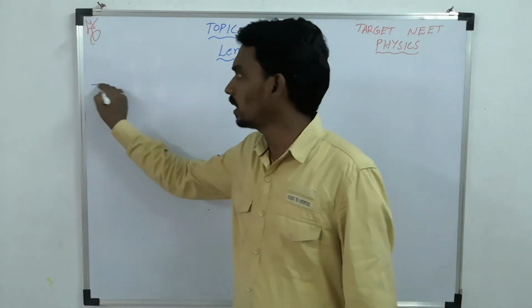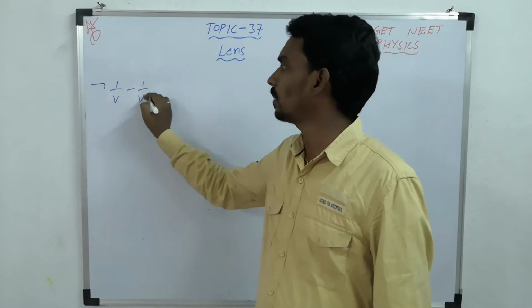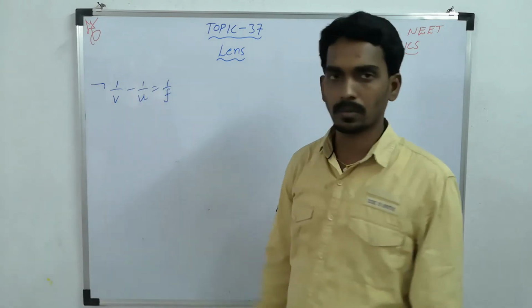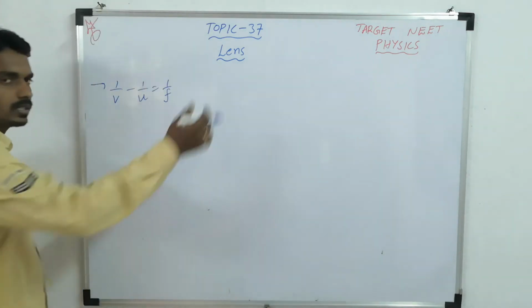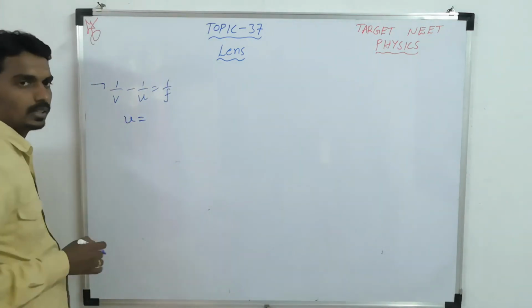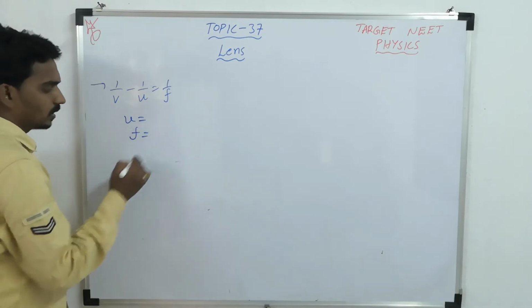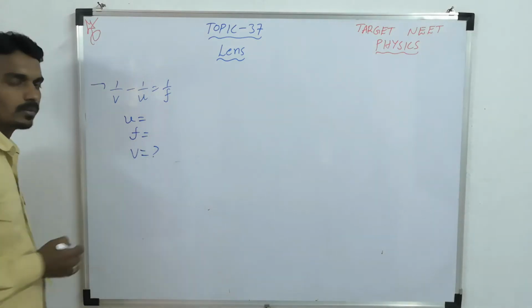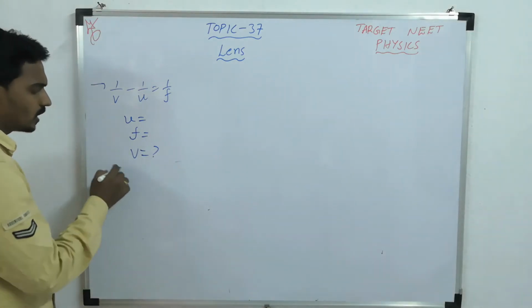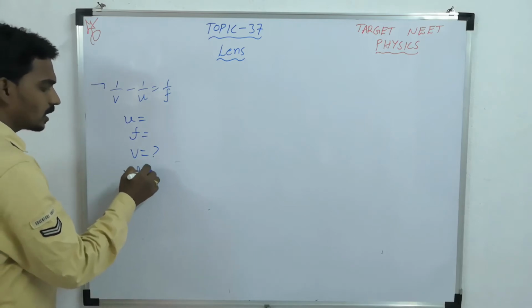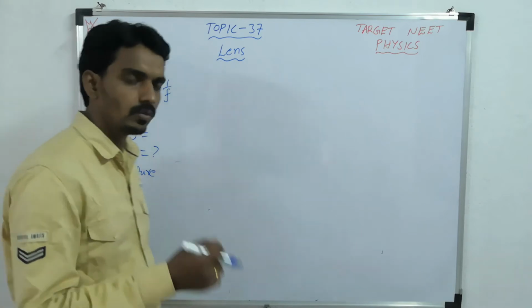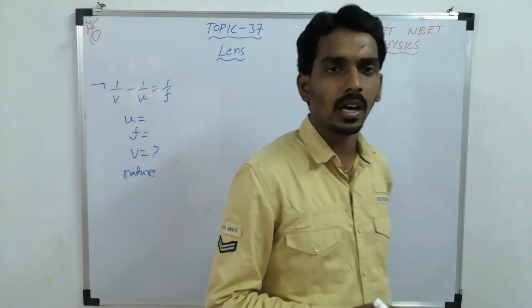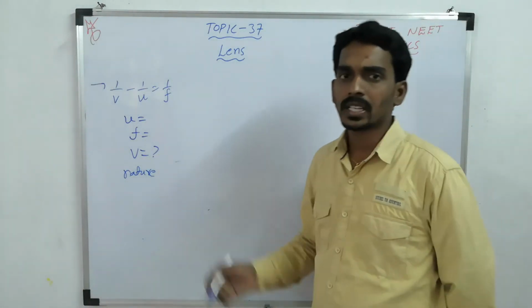Now consider the second equation, 1/v - 1/u = 1/f. Based on this, they can give you an object at some distance, the u value, and the focal length, and then ask what the image distance is. Also they can ask what the nature of the image is: whether it is real or virtual, inverted or erect, enlarged or diminished.